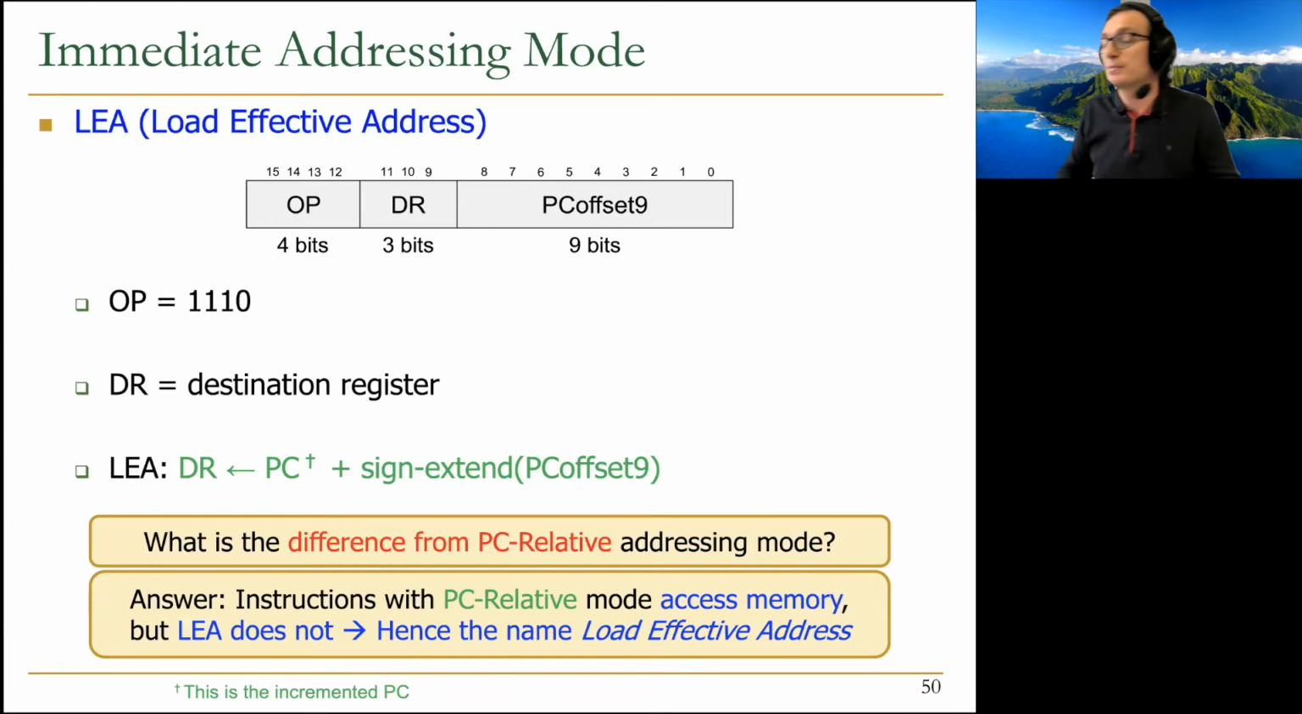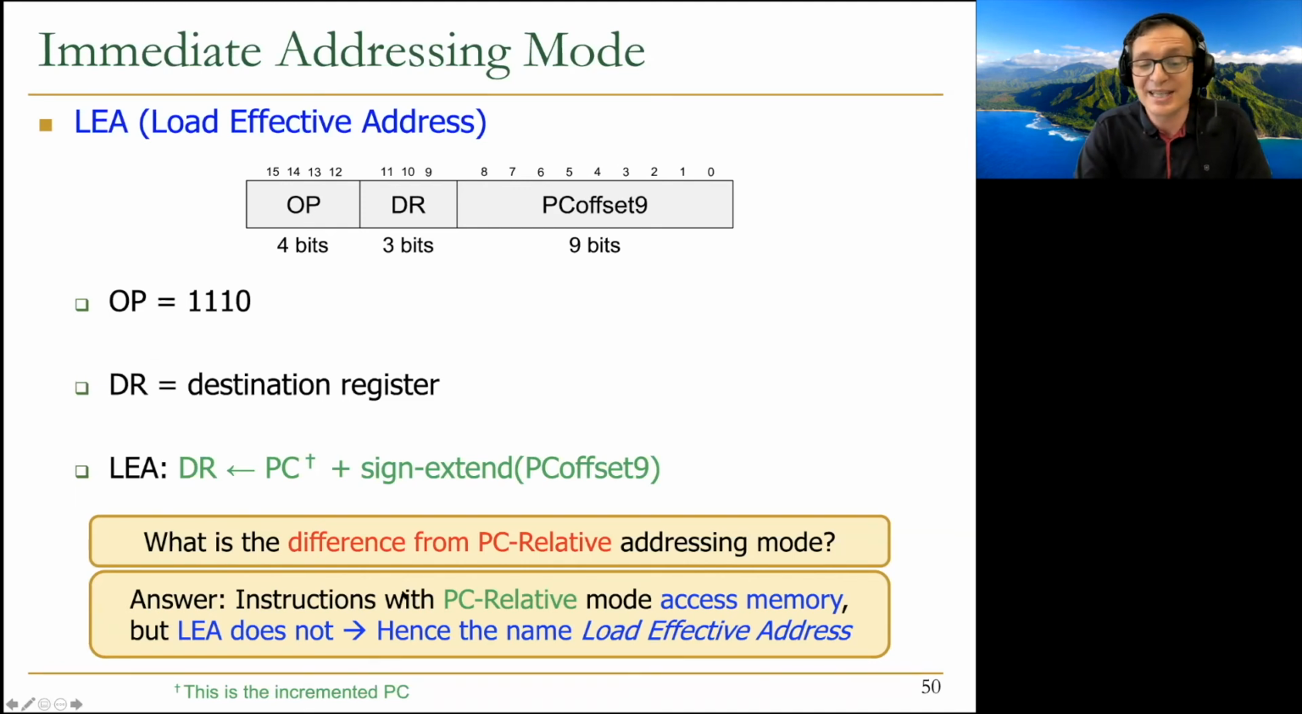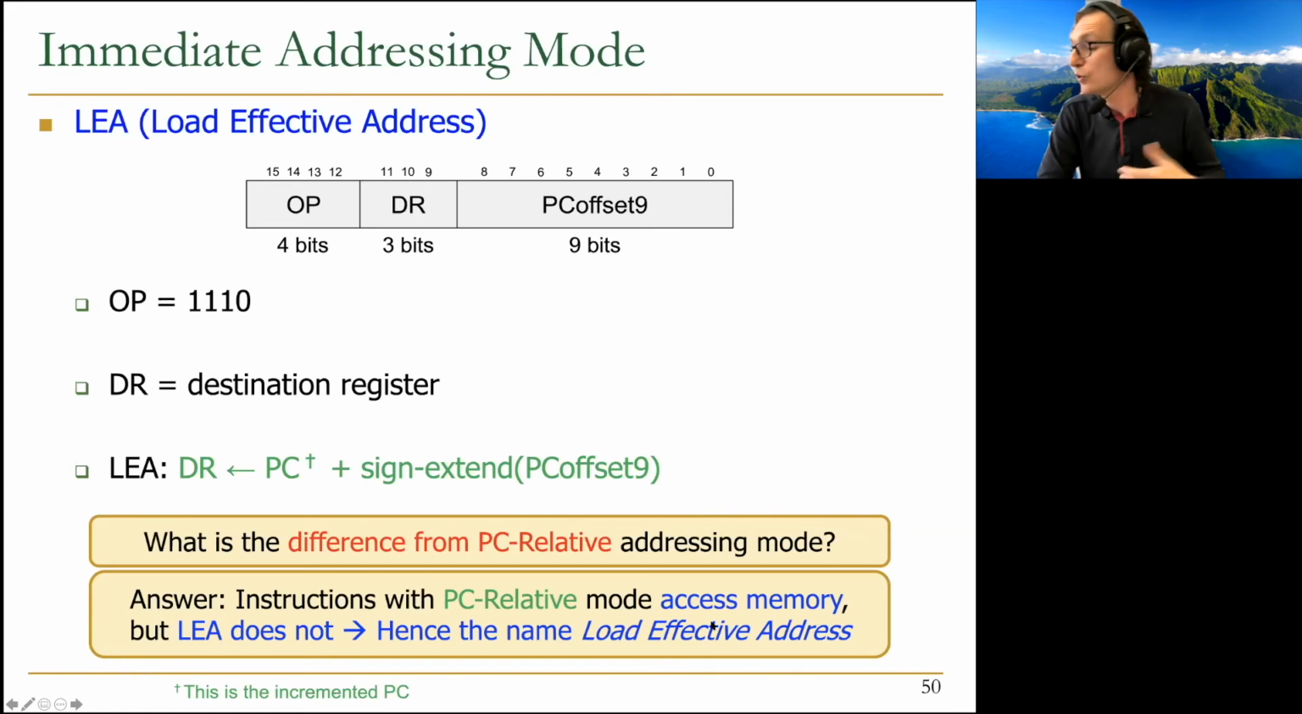Another purpose could be constructing some value that you may want to use later on. Essentially, we do not access memory in the fetch operand stage over here. We just construct an address and place it into the destination register. That's why it's called load effective address. And you may see later programs that use it.